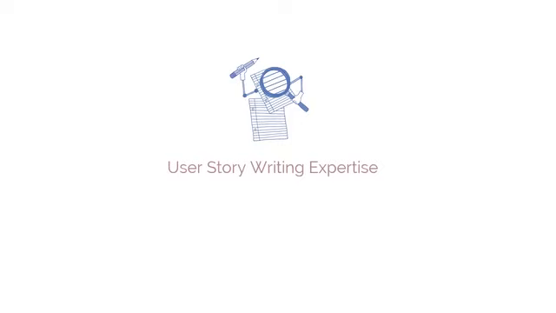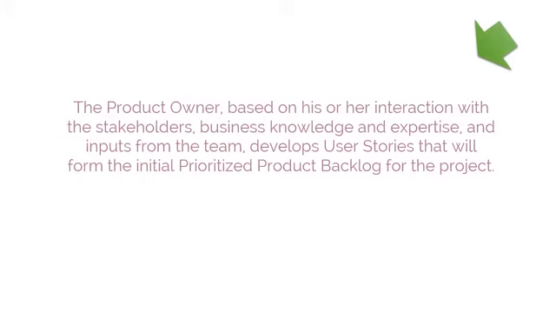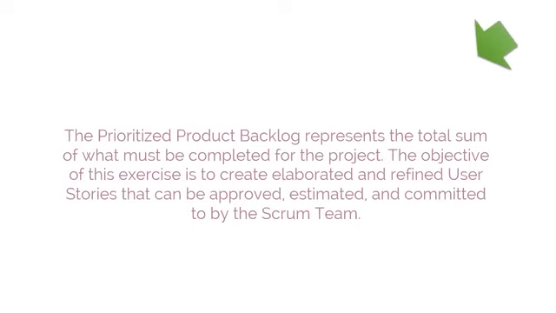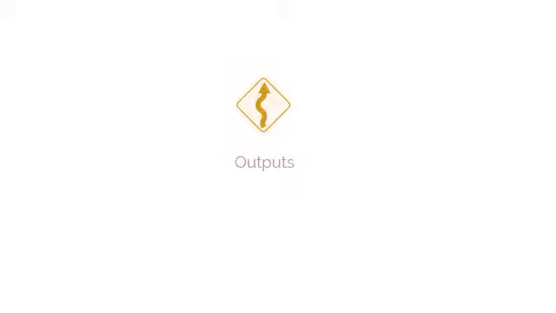The tool that must be used in this process is user story writing expertise. The product owner, based on his or her interactions with the stakeholders, business knowledge and expertise, and inputs from the team, develops user stories that will form the initial prioritized product backlog for the project. The prioritized product backlog represents the total sum of what must be completed for the project. The objective of this exercise is to create elaborated and refined user stories that can be approved, estimated, and committed to by the Scrum team. The mandatory outputs of this process are user stories and user story acceptance criteria.